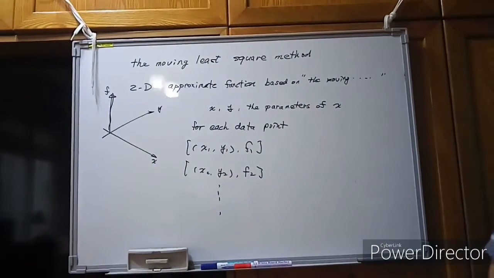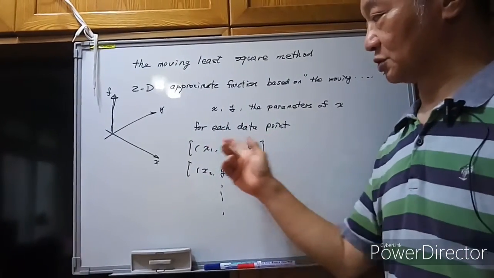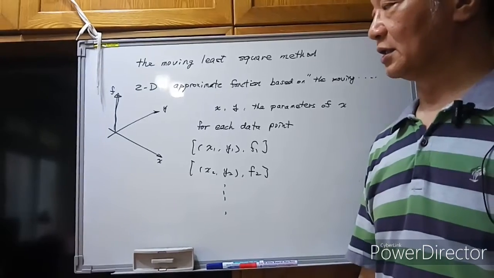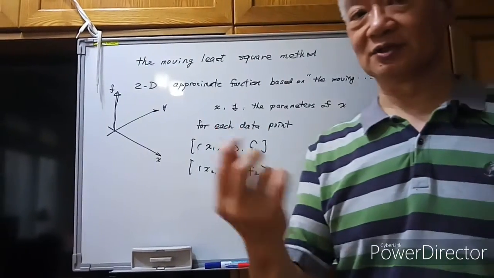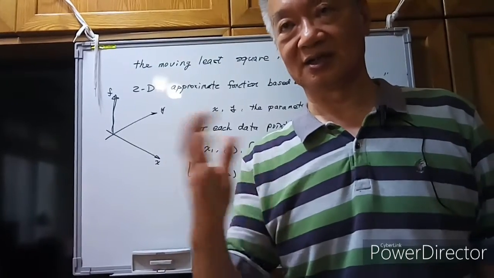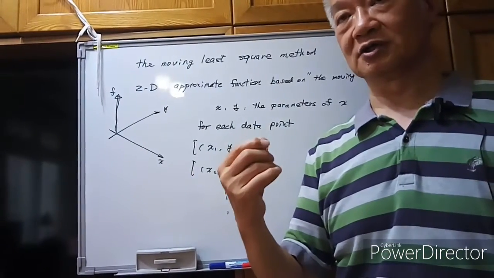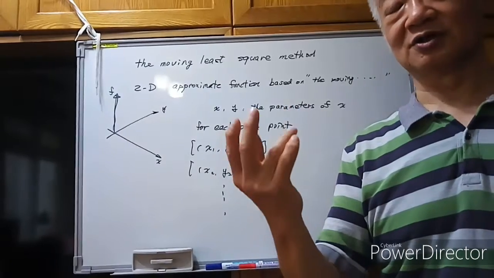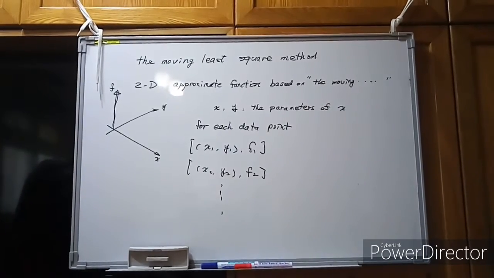After we get all these data points, how can we get an approximate function to describe the function values? Originally, all these data points can give you some information, but they are discrete points, not a continuous function. The approximate function can give you a continuous function. We can use it to estimate the results of the function f at all the points in the considered domain.